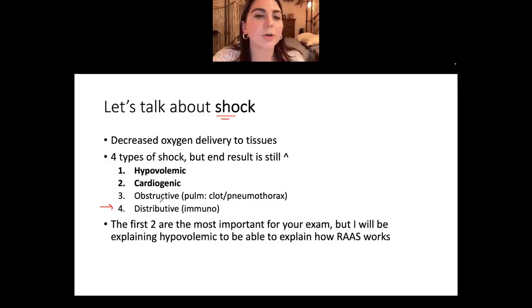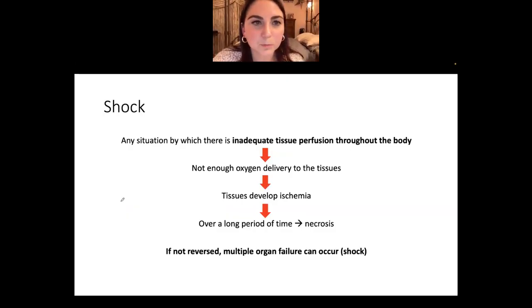I wanted to put on here too obstructive shock, a cardiac tamponade. Tamponade actually is an example of obstructive shock, but it's exactly the same as cardiogenic. I'll bring it up when we talk about it, but obstructive shock can come up on your exam as well. But distributive is totally different. It's an entirely different set of symptoms, so that's not going to be on your exam. So these three, I would say.